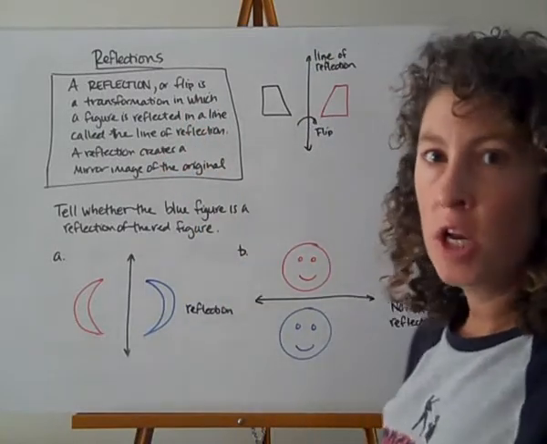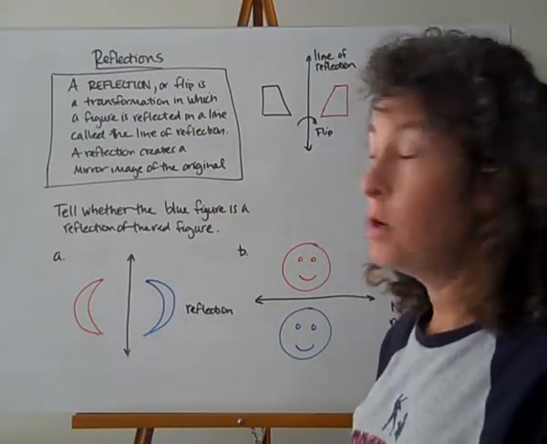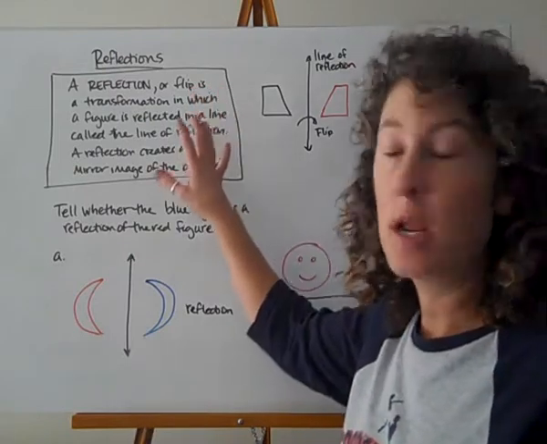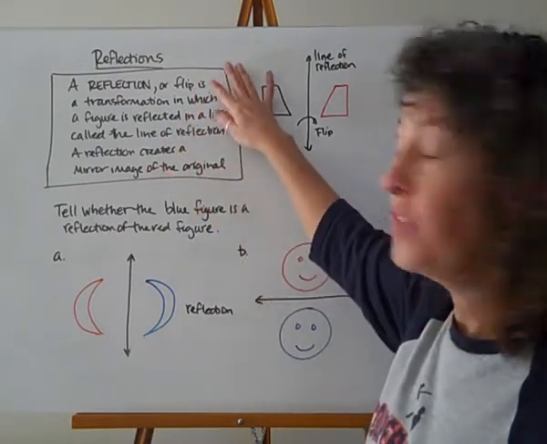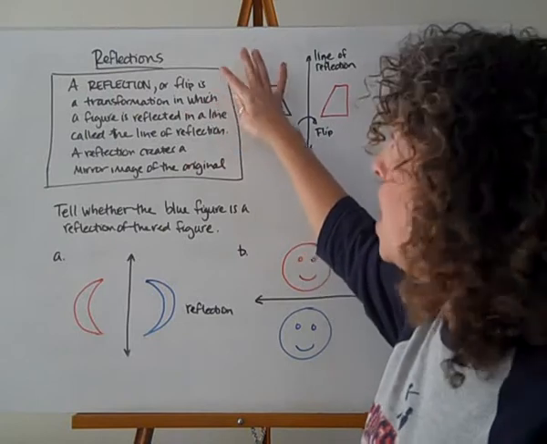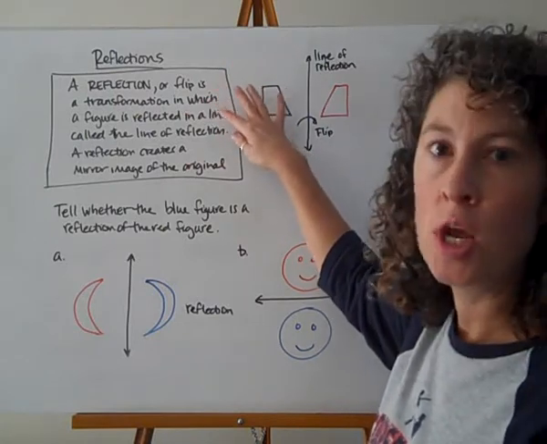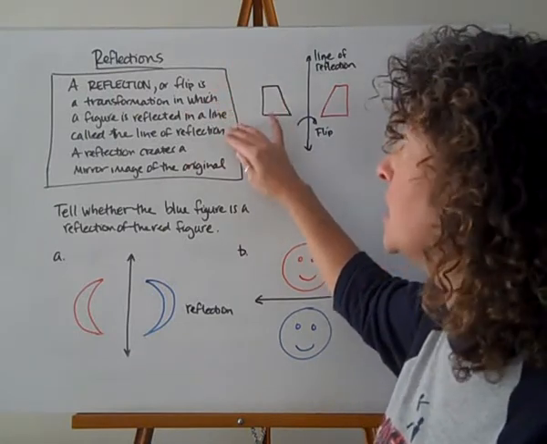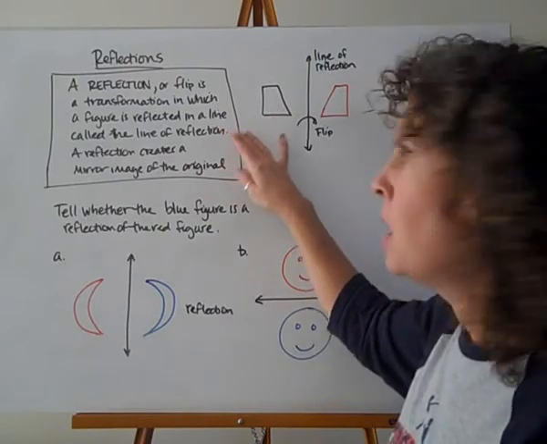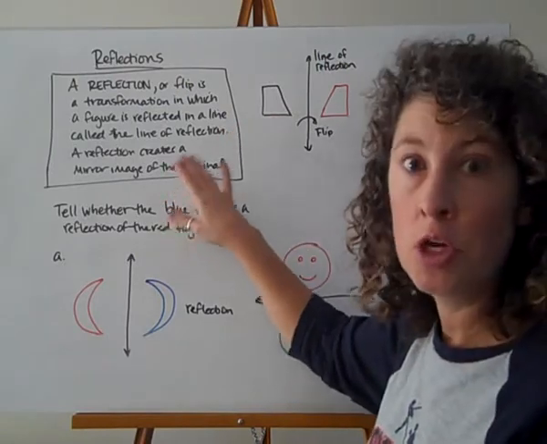Reflections. So we're still talking about transformations of figures. We're going to focus on a reflection now. A reflection, or a flip, you've probably heard of flips before. A flip is a transformation in which a figure is reflected in a line called the line of reflection. A reflection creates a mirror image of the original.